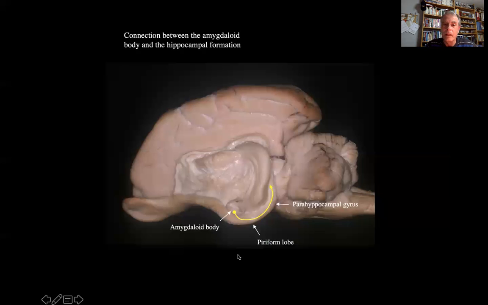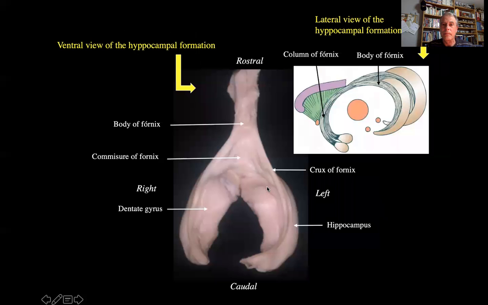Okay, so pathways from the amygdaloid body. Remember that the amygdaloid body is a basal nucleus on base, right? Basal nucleus, one of them. And it is also known as the door to the hippocampus, one door. These fibers are going from the amygdaloid body, entering through the parahippocampal gyrus. This is the entorhinal cortex, and entering to the hippocampus.